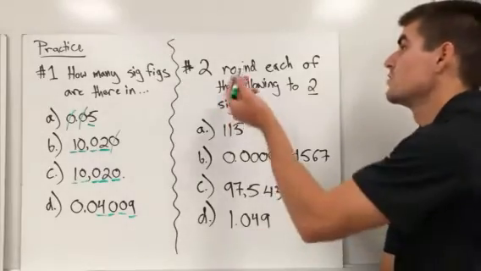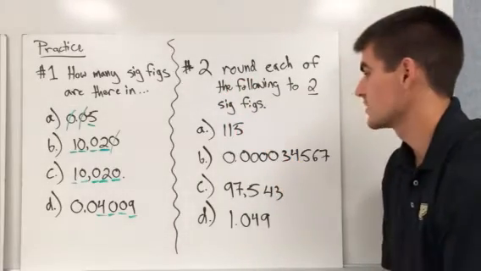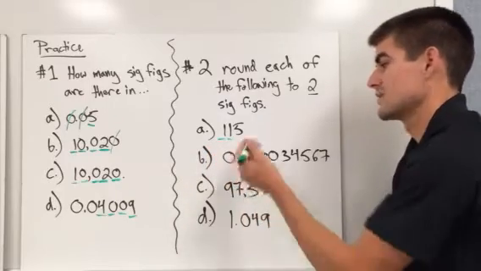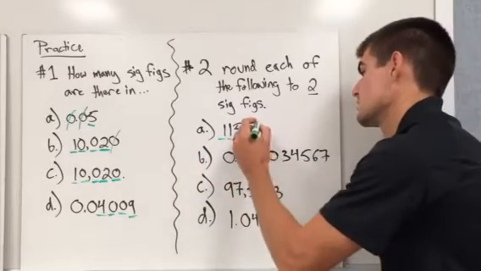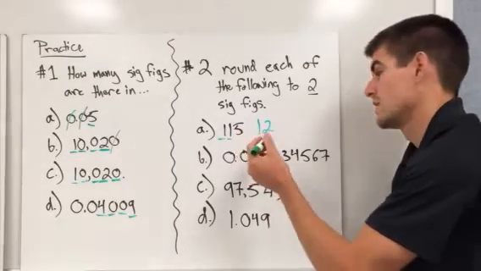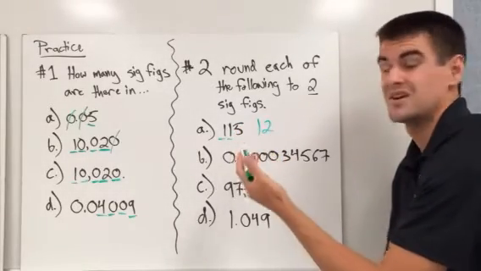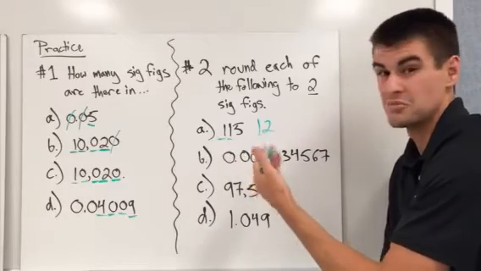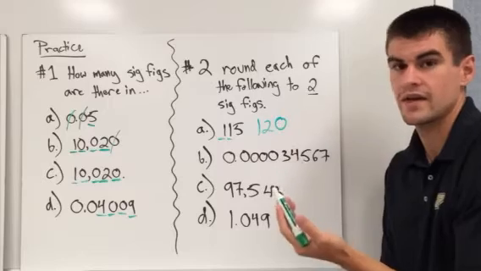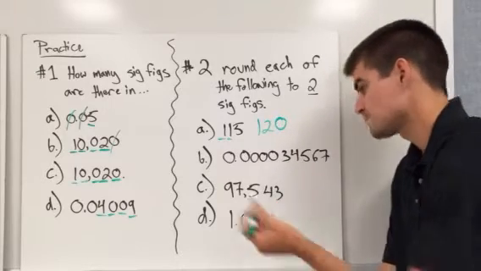Number 2 here, round each of the following to 2 sig figs. So, okay, find those first 2 sig figs, 1, 2. Look at the next number, it's a 5, so it's going to be 1, 3, because I rounded up, and then I still need to show that it's 120 or somewhere bigger than 100, so 13 is nowhere close to that. So make sure you add that 0 to show magnitude.